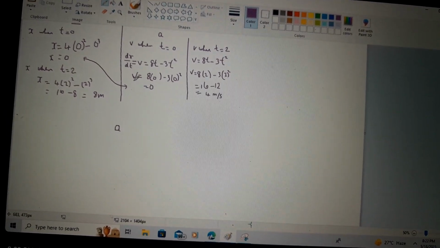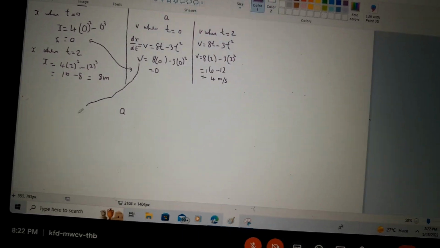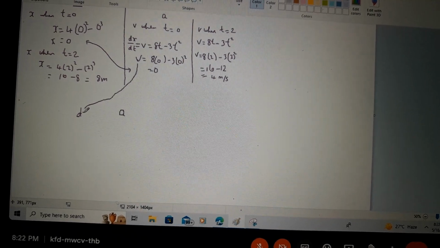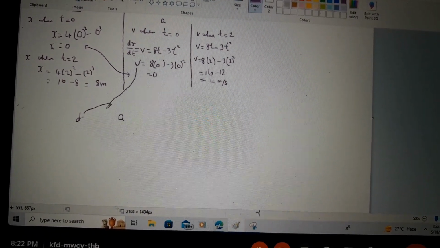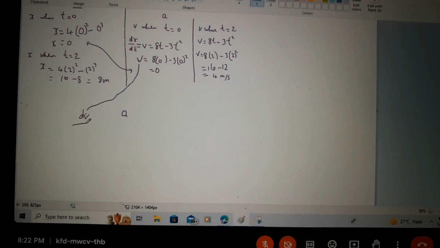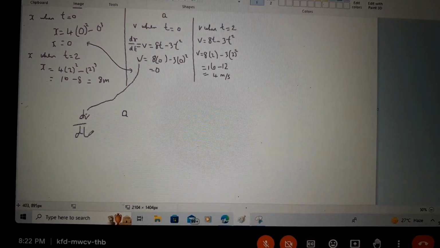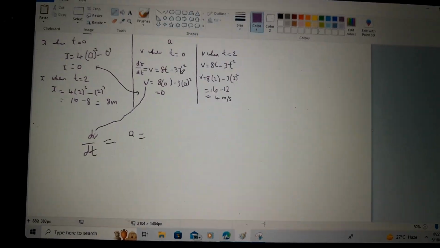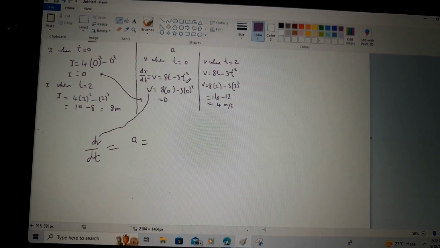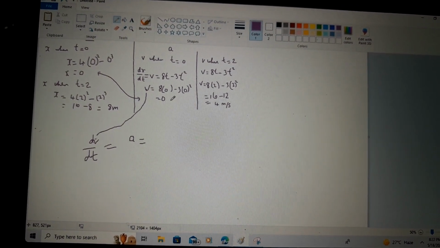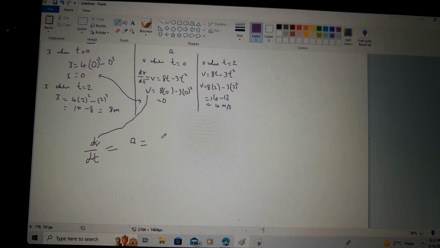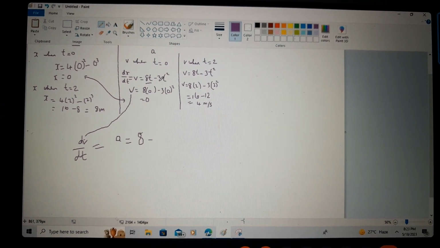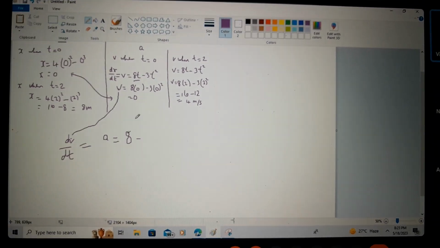Our function for acceleration, what do we do? Differentiate v, or take the second derivative of the displacement. Very good, very good. So dv/dt, when we differentiate our velocity function, we get acceleration. So when we differentiate 8t minus 3t squared, what will we get? When we differentiate 3t squared, what will we get?